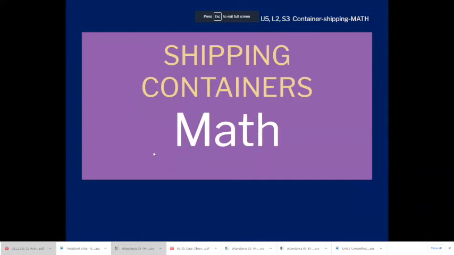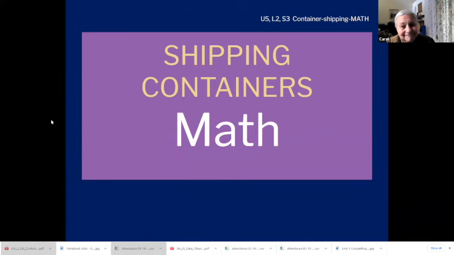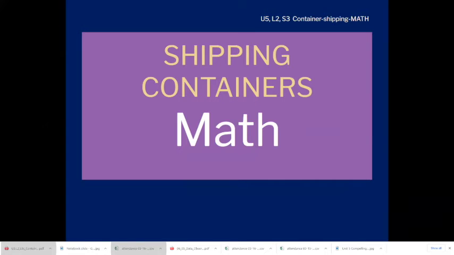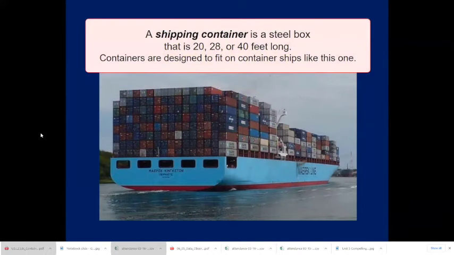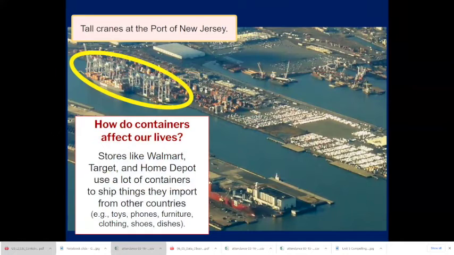So this is the math piece, and we realized very early on we just couldn't hand the activity out to the students on their own, but we also could not hand it out to the teachers on their own. Not because the teachers can't handle the math, but it looks overwhelming initially. So here we go. A shipping container is a steel box. It's 20, 28, or 40 feet long, and the containers are designed to fit on a container ship like this. So we're going to figure out how many containers there are and how many items are inside them on a fictitious ship.